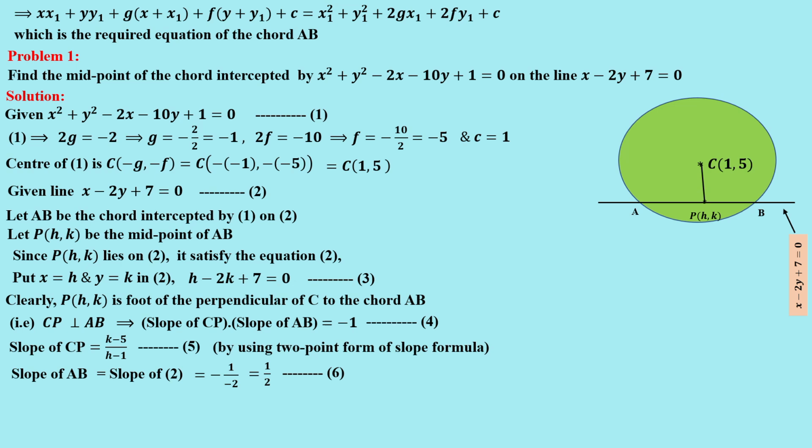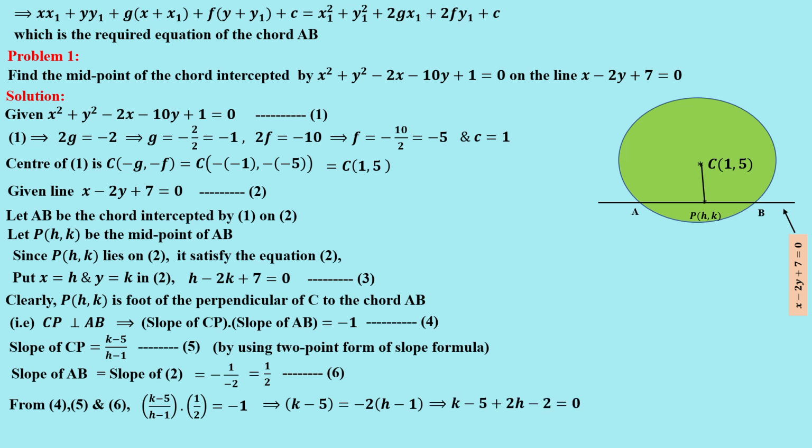So from 4, 5 and 6 we will get (k minus 5 by h minus 1) into 1 by 2 is equal to minus 1. So, cross multiplying, k minus 5 is equal to minus 2 into (h minus 1). So k minus 5 plus 2h minus 2 equal to 0, so k plus 2h minus 7 equal to 0. That is equation number 7. Now we are going to find h, k, the point of intersection of 3 and 7, so we are going to solve 3 and 7.